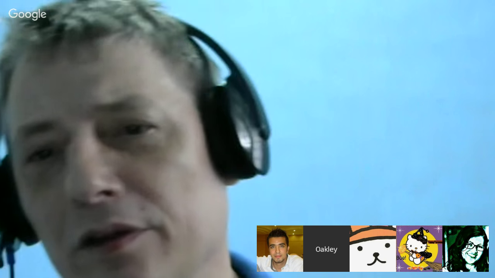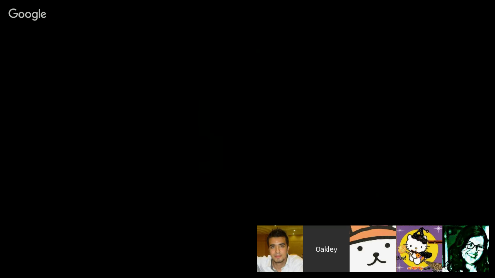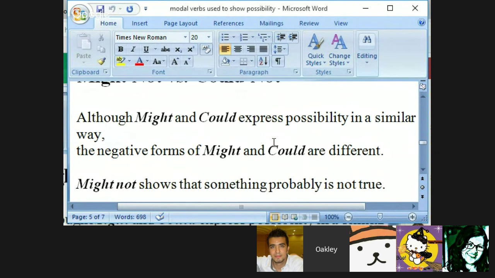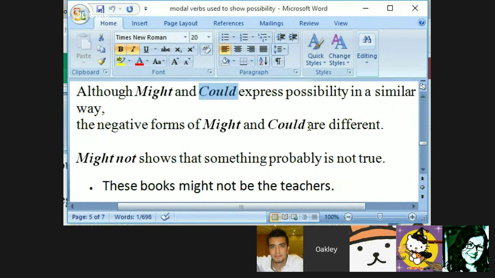Keep in mind, we already looked at might and could. Just to remind everyone, we can also say might not and could not. We could use negatives. But it's a little different. Although might and could express possibility in a somewhat similar way, but not really. Might really shows like 50% probability, and could shows an option. The negative forms of might and could are very different.